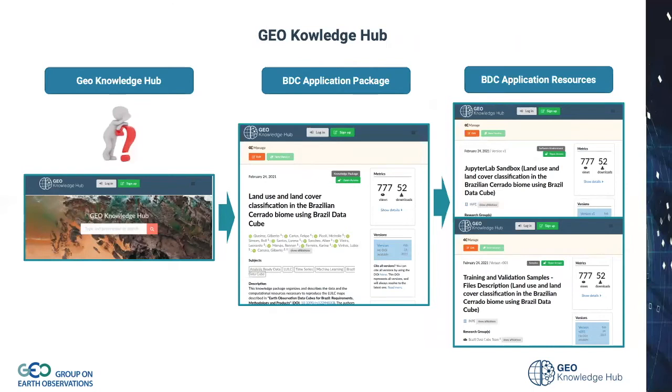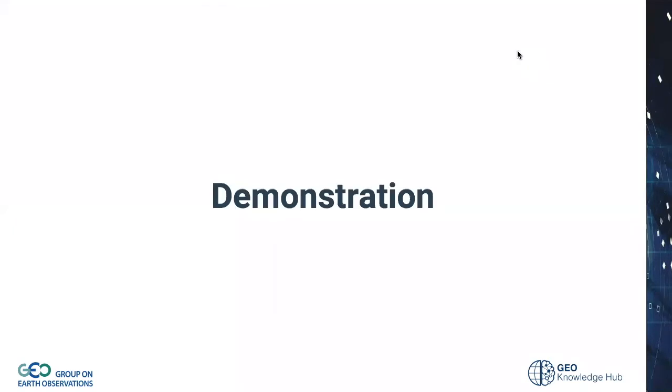The digital library of the GeoKnowledge Hub is the place for the users to discover the Brazil Data Cube application package and all its essential related resources. So let's get into the prototype of the GeoKnowledge Hub digital library to see how we shared some of the components of our application.